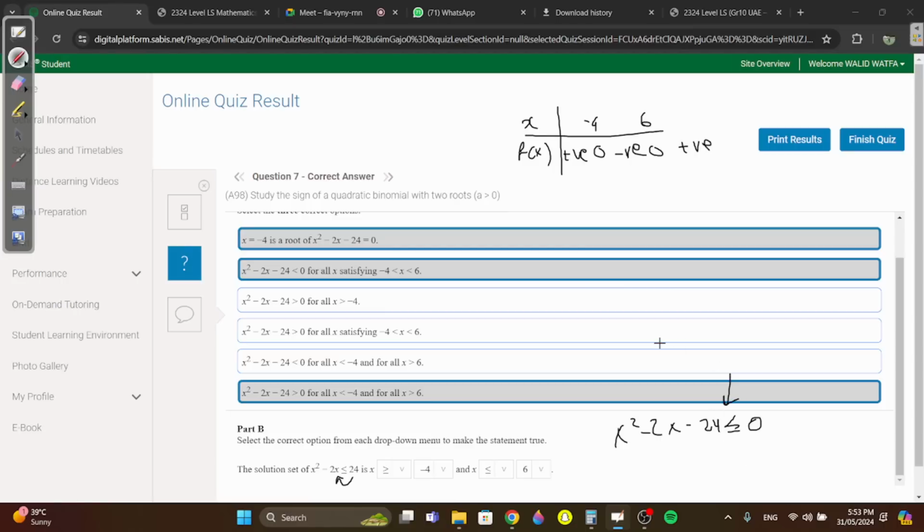Okay, so first let's check the less than 0. When is it negative? It's negative in between minus 4 and 6. Okay, but they also said or equal to 0. When is it equal to 0? At minus 4 and at 6.